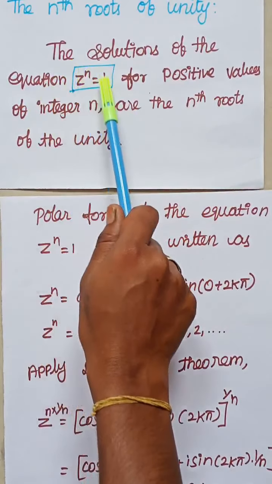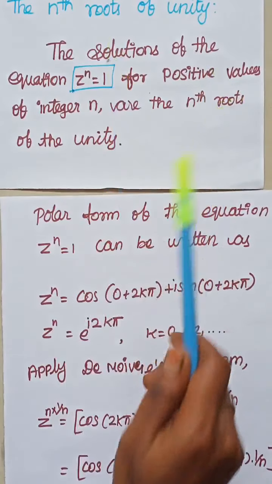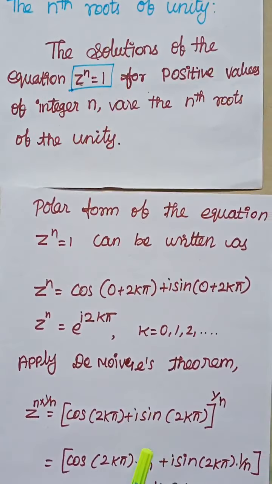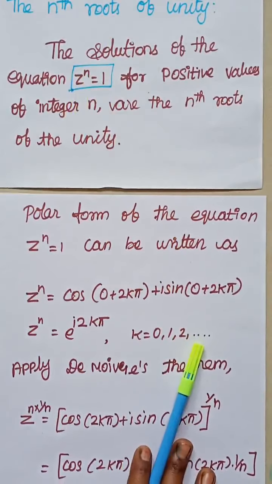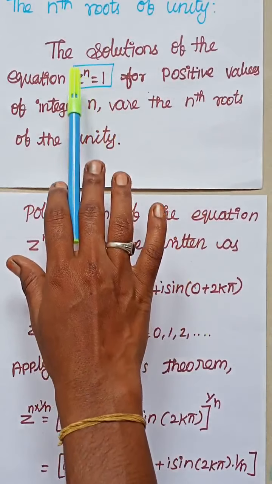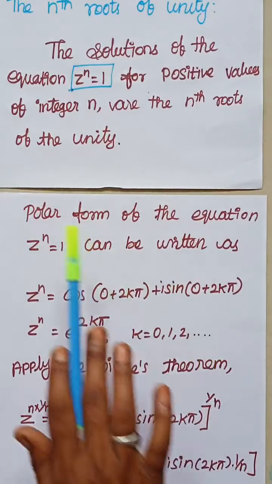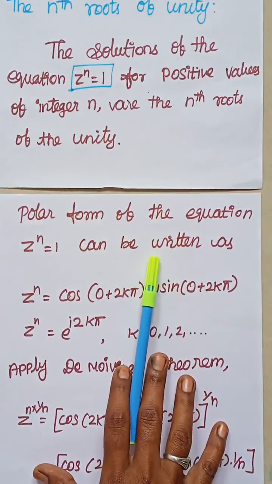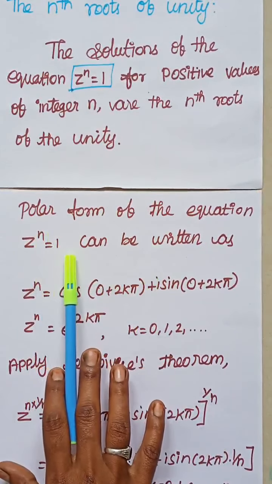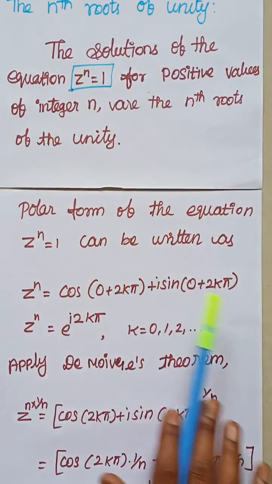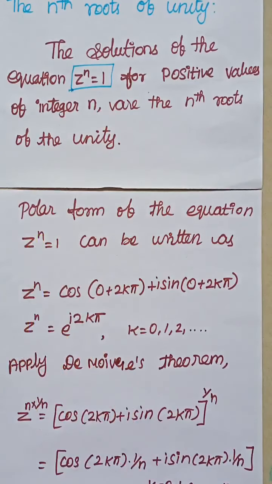Z power n equal to 1 is called the nth root of unity. Z is a complex number, take it up to power n. The polar form of the equation z power n equal to 1 can be written as r into cos theta plus i sin theta. Take the r value as 1, because here the unit circle is mentioned.